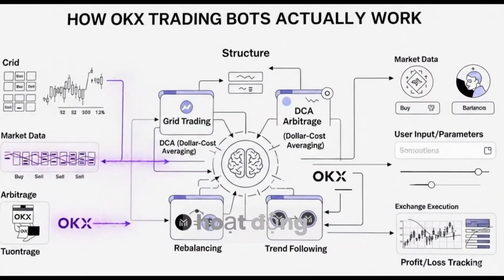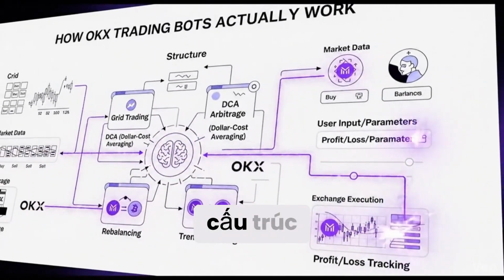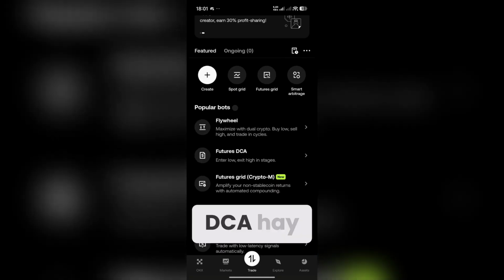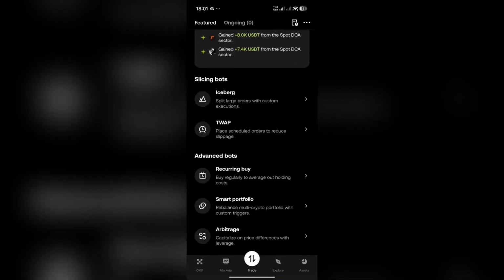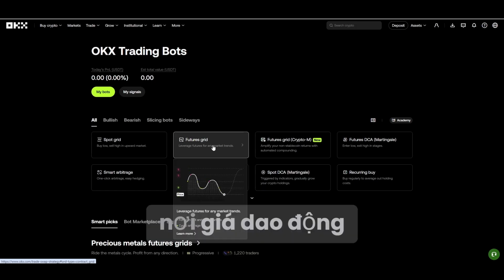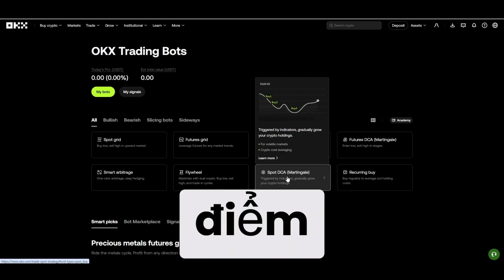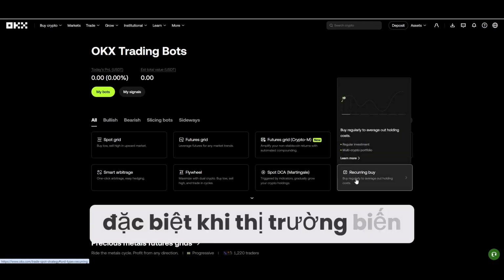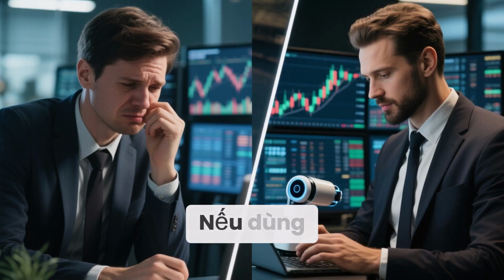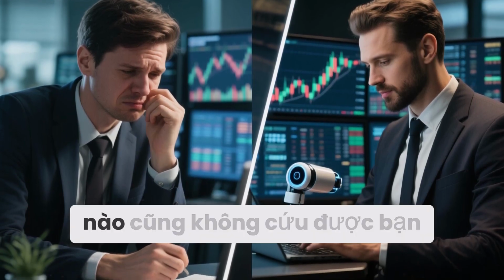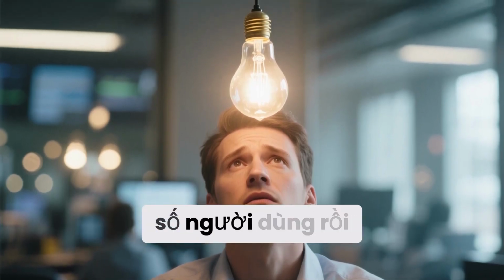How OKX Trading Bots actually work? Every OKX Trading Bot is built around one core idea, structure, whether it's a grid bot, DCA bot, or arbitrage bot. Each one is designed for a specific market behavior. Grid bots are designed for sideways markets where price moves up and down within a range. DCA bots are designed to manage entries over time, especially during volatility. Arbitrage bots aim to capture small inefficiencies between prices. If you use the wrong bot in the wrong market, no settings can save you. Understanding this single concept already puts you ahead of most users.